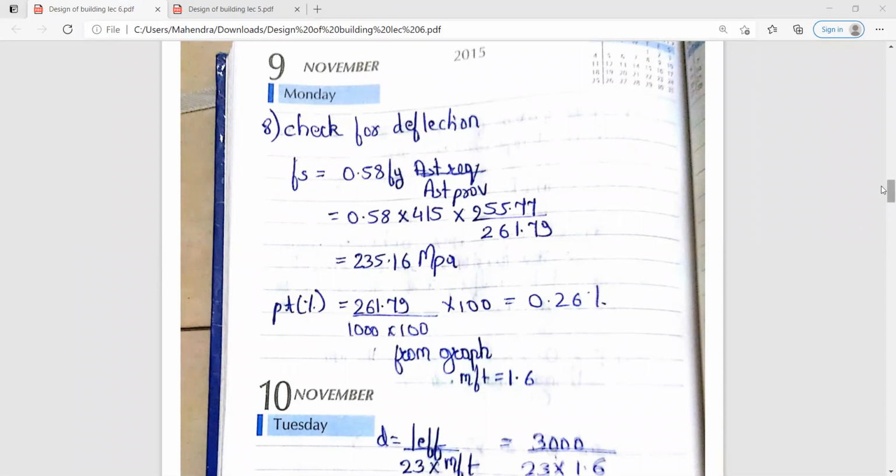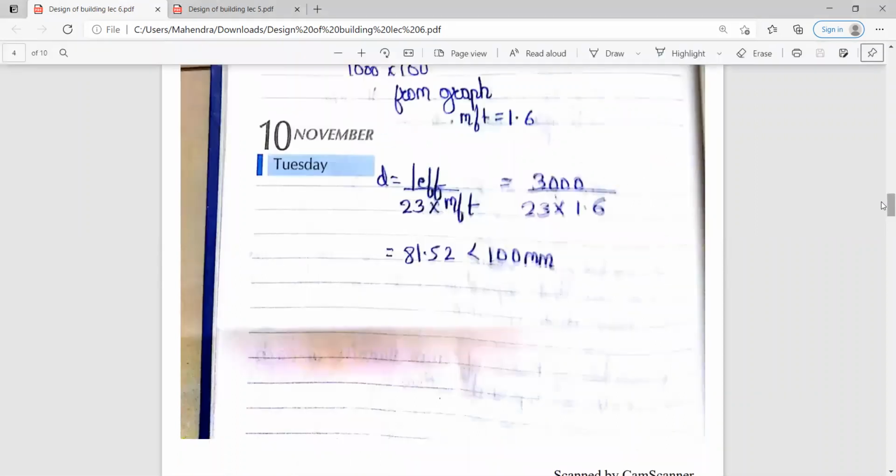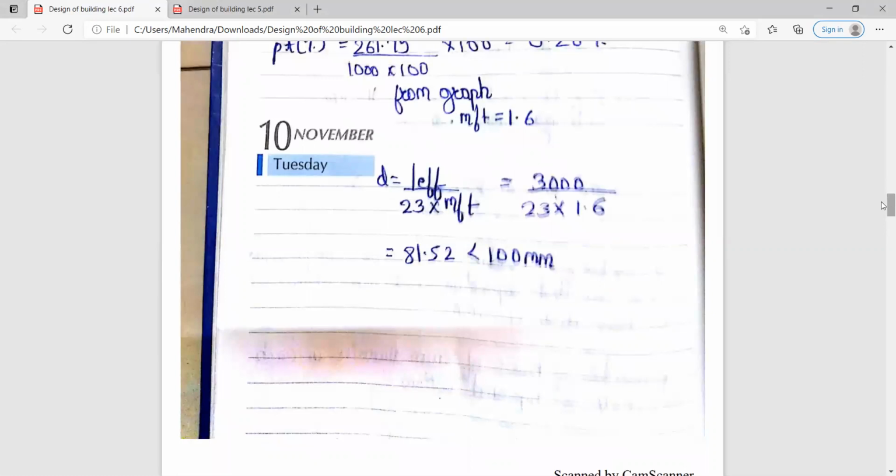So you have to consider that modification factor and calculate the depth D. So L effective upon 23 MFT. L effective is your 3000, and MFT you got is 1.6. So from that the depth you get is 81.52. So as it is less than the previous depth that you had calculated, that is 100, your design is safe for the deflection.